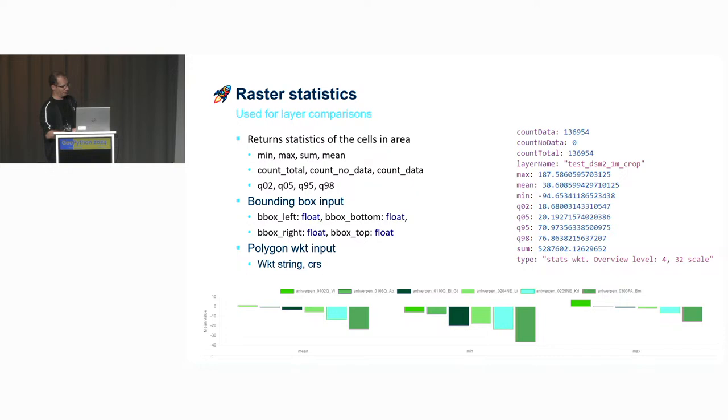Here we also implemented statistics for when you draw polygons, and you get these nice graphs where you can compare layers to each other. It works with a bounding box or with a polygon as a well-known text input. It gives you a lot of statistics like minimum, maximum, quantities, counts with no data, with data, and quantiles.